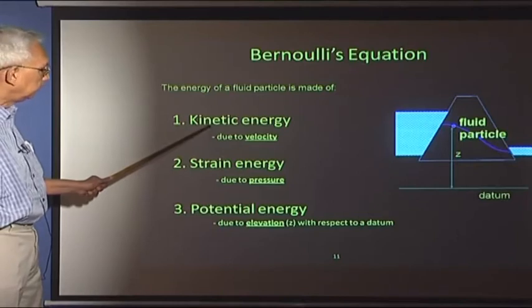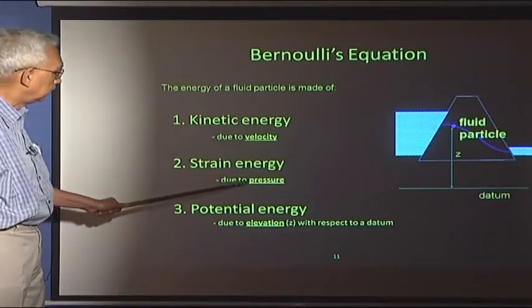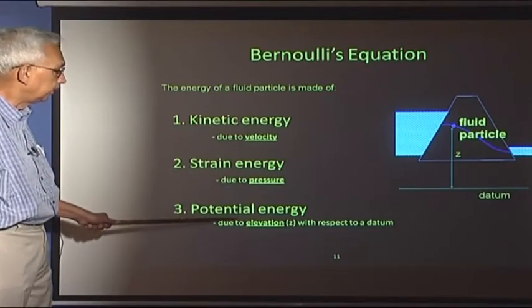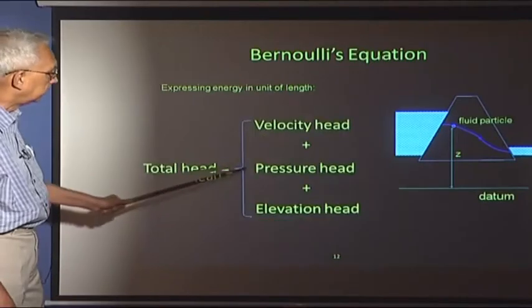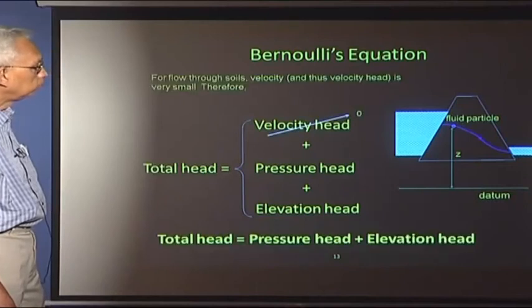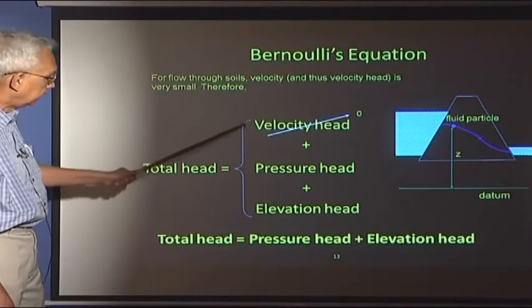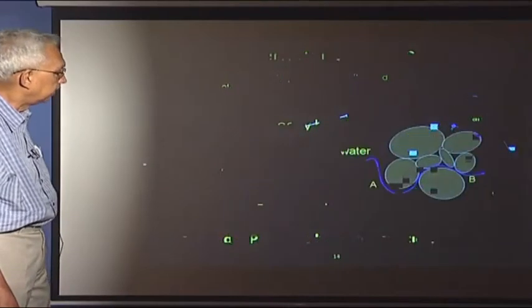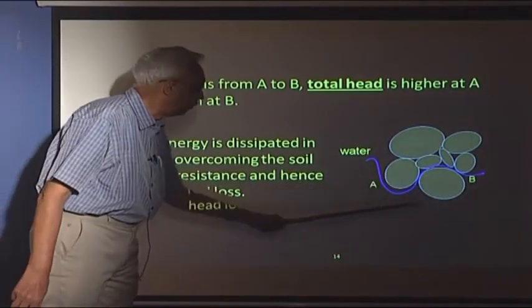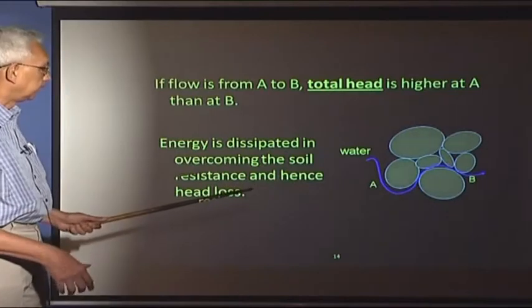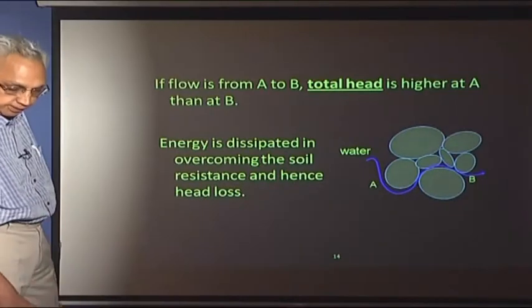Kinetic energy due to velocity, strain energy due to pressure, and potential energy due to elevation. This is what we neglect. So total head is the sum of these two. Velocity head is 0, so we take only pressure head and elevation head. So if the flow is from point A to point B, there's going to be head loss. That difference is what causes flow.